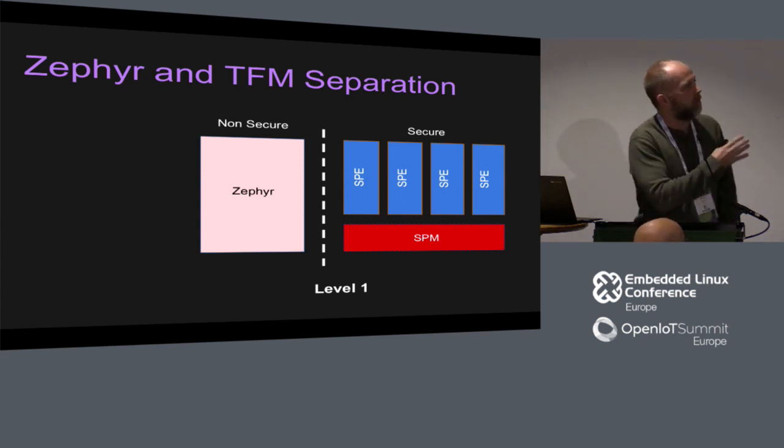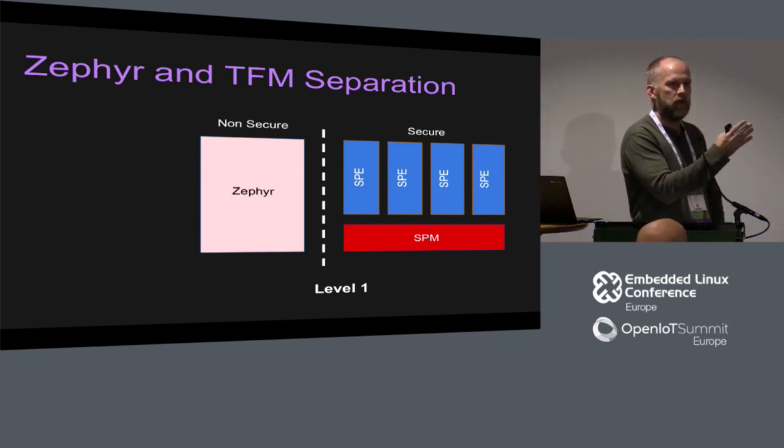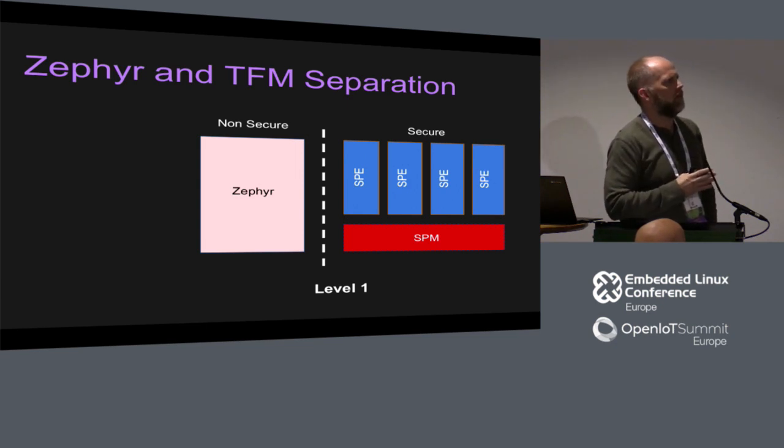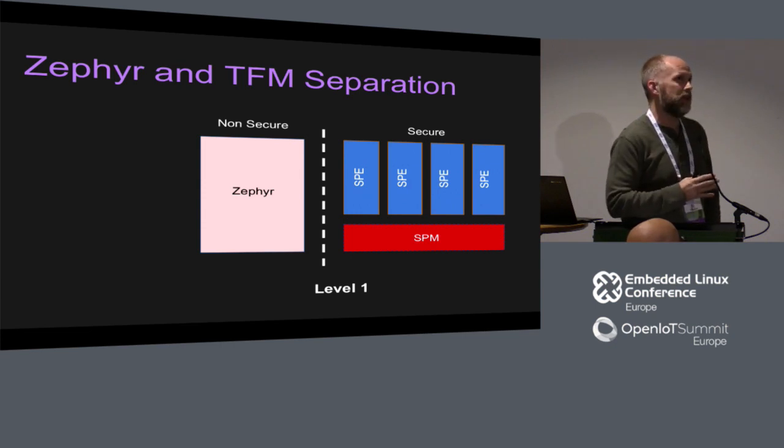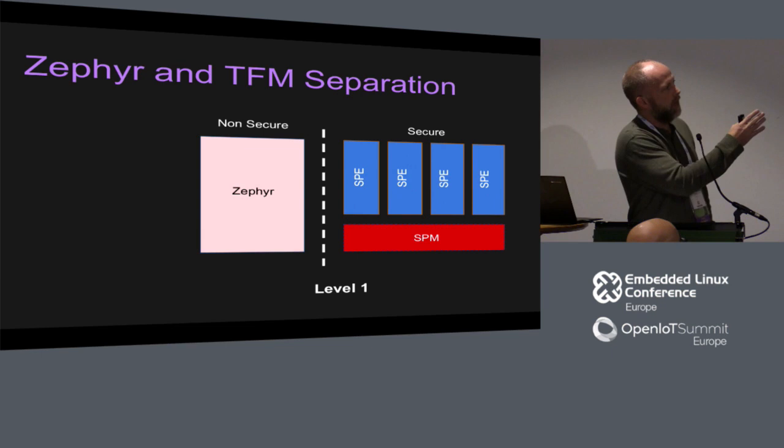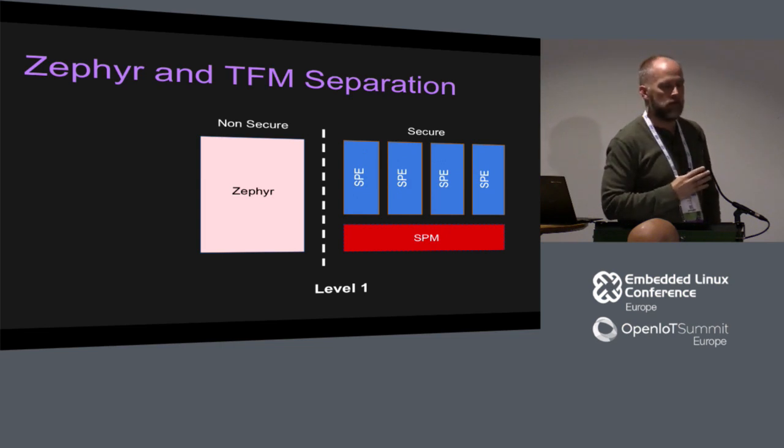On an ARMv8M, this is a context switch. This isn't actually IPC. I think PSA now specifies that it's IPC, but on the same processor, that's kind of an odd thing to do. But in level 1, what happens is you have your non-secure application on the left. You have all the secure functionality on the right, and there's no separation between any of the secure partitions. So they all have access to the same resources.